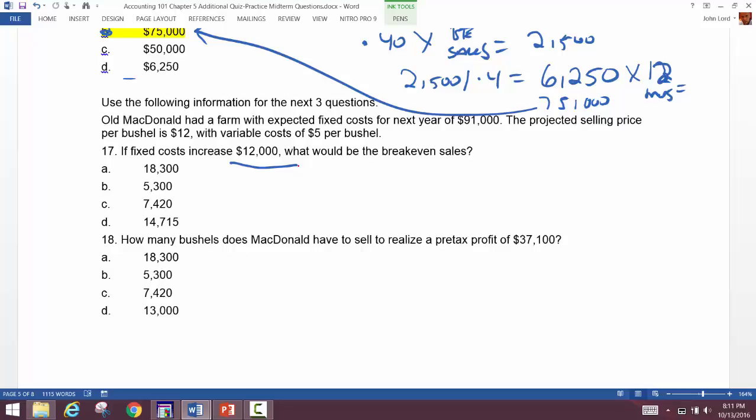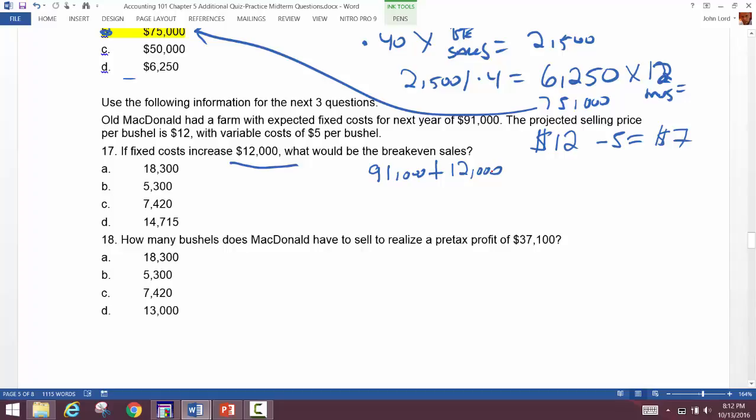Okay, so we have the $12 minus 5. Great, thank you. Is what? Contribution margin per unit $7, right? Okay, now what do you want me to do? We take what? Well, the fixed cost they told me is 91,000, didn't they? But they want me to tell them what happens if it increases what? 12,000. So don't I have to increase it 12,000?